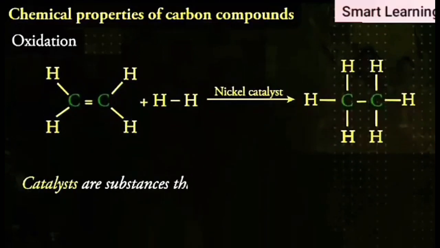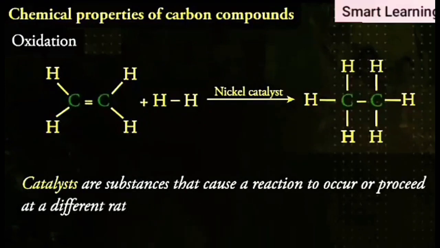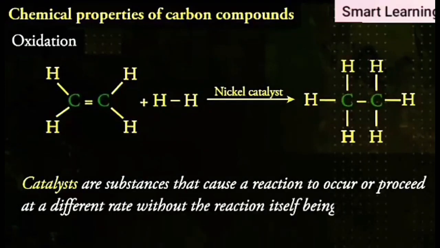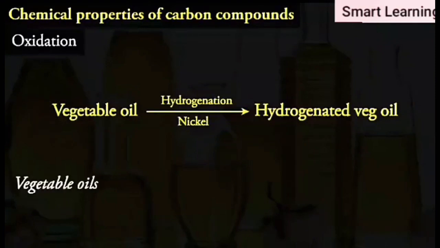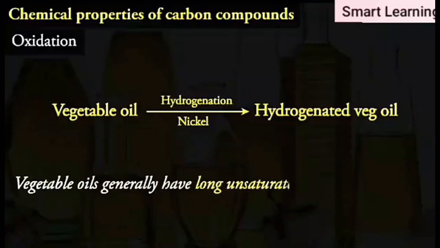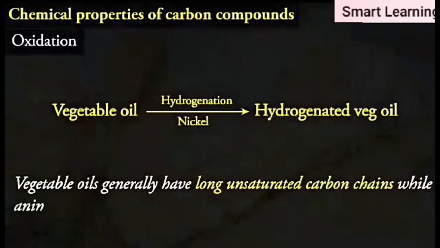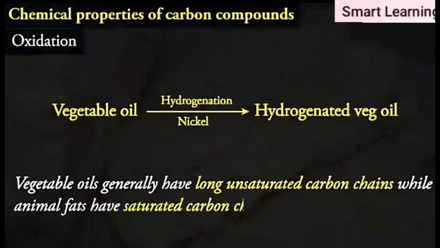Catalysts are substances that cause a reaction to occur or proceed at a different rate without the reaction itself being affected. This reaction is commonly used in the hydrogenation of vegetable oils using a nickel catalyst. Vegetable oils generally have long unsaturated carbon chains, while animal fats have saturated carbon chains.